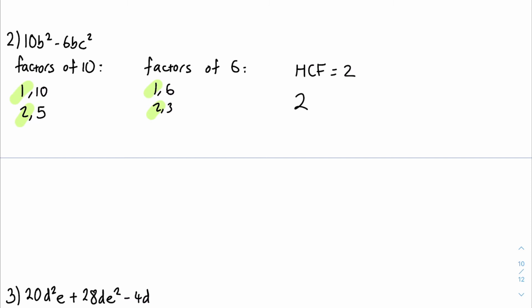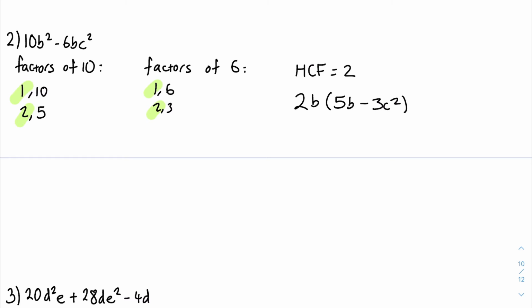But if you notice though, we can also bring out a single b, okay? Because there's a b squared in the first term and a single b in the second. So we can't bring out b squared because it's not featured in all the terms, but there is a b featured in all our terms here. Bring a single b out and we'll divide everything by 2b. So we then got 10b squared divided by 2b, which is going to leave us with 5b, and 6bc squared divided by 2b will leave us with minus 3c squared.